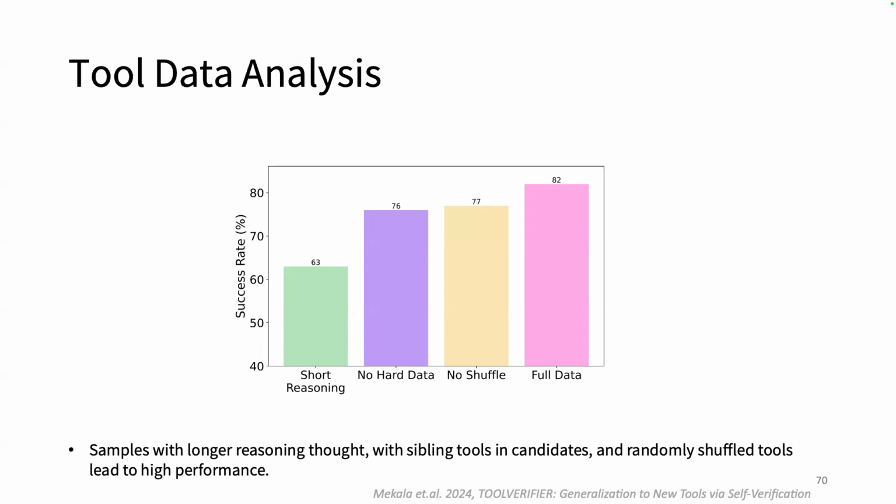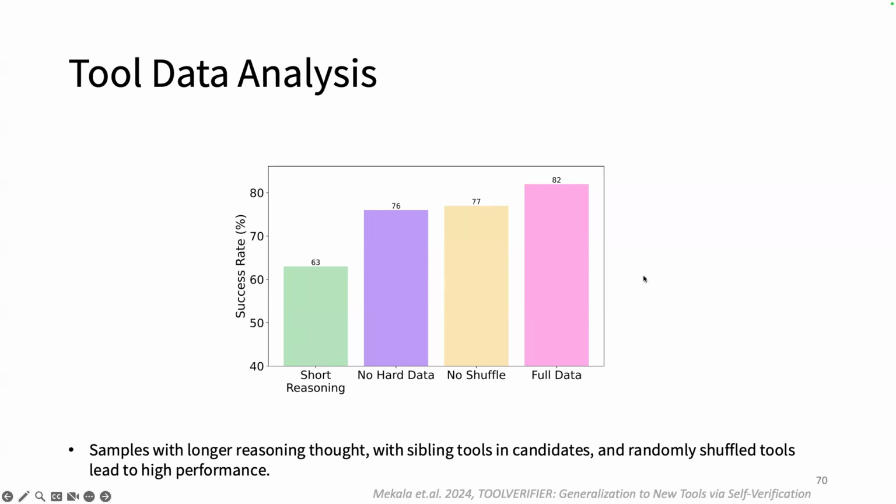And moving forward, we also analyze the training data by training multiple tool verifier models on different subsets of data. So data with short reasoning thought, with no sibling candidates in the tool list, and no shuffling, and also full data, which includes everything. And we noticed that samples with longer reasoning thought and with sibling tools in the candidates, like the full data one, and randomly shuffled tools lead to high performance. So you can see the performance difference between, for example, short reasoning and full data. It's around 63 to 82, like 20 percentage points.